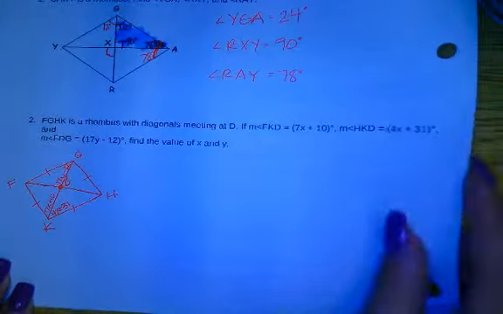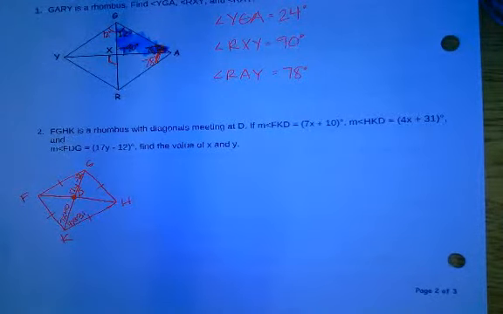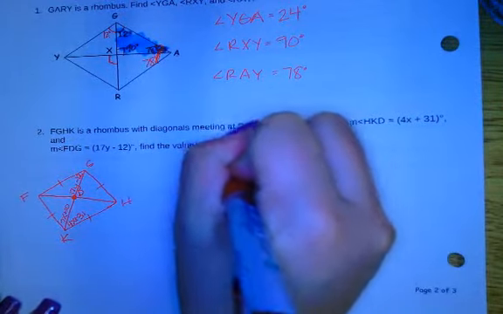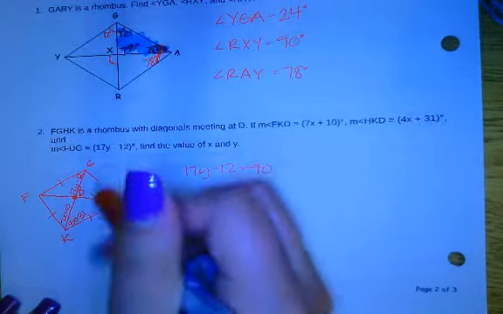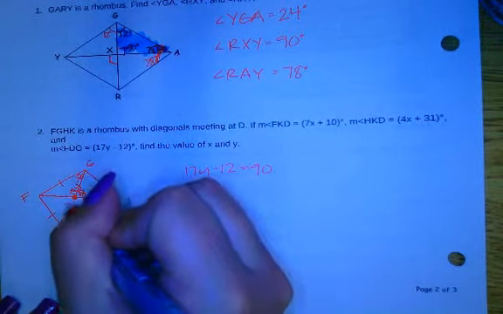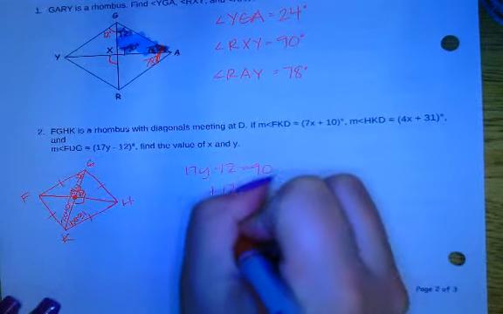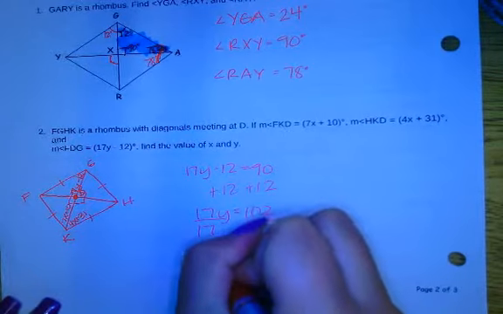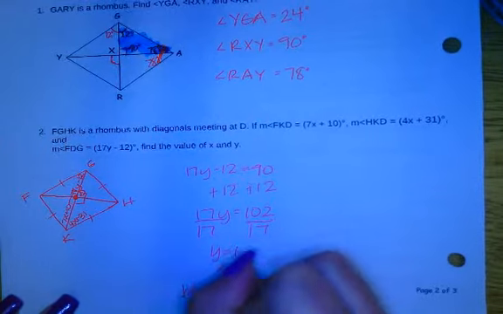So somebody tell me something I can do. 17y minus 12 is equal to 90. And how do you know that? They're perpendicular lines. So all four of these angles in the middle are right angles. So add 12 to both sides. 17y equals 102. So what does y equal? 6. And this is because diagonals are perpendicular.